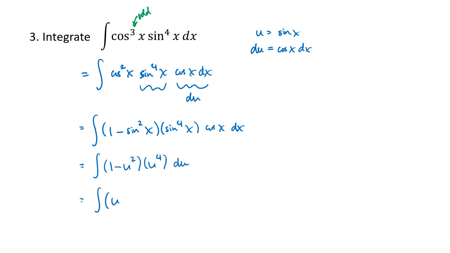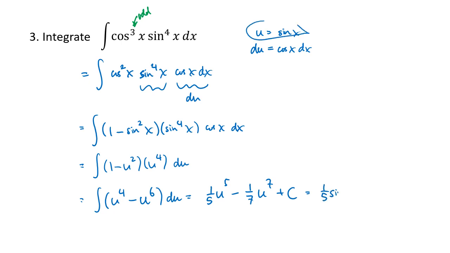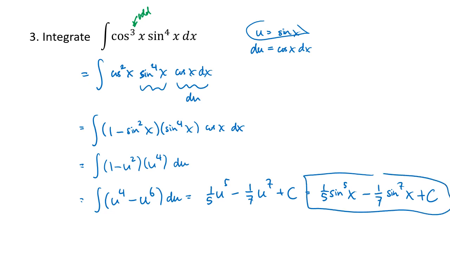Distribute my multiplication, I get u to the fourth minus u to the sixth. Take my antiderivative, I get 1/5 u to the fifth minus 1/7 u to the 7th plus c. Substitute back in u equals the sine of x. So that's going to be 1/5 sine to the 5th of x minus 1/7 sine to the 7th of x plus c. And that's our final answer.